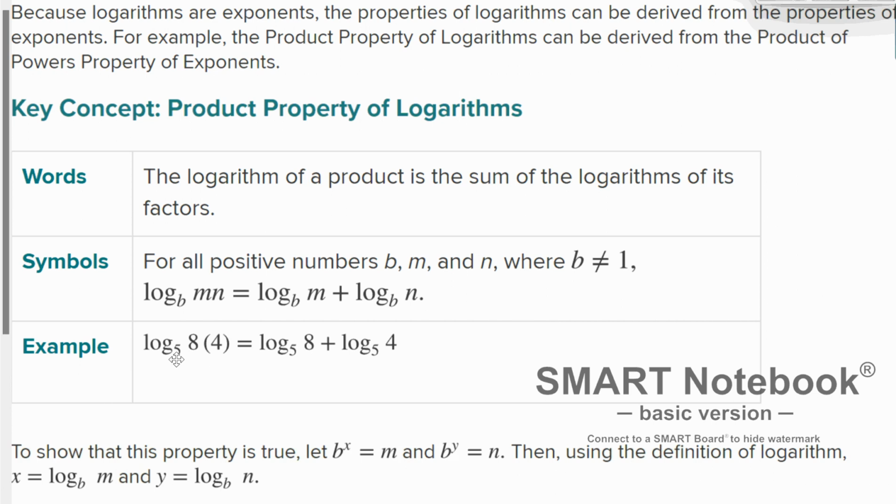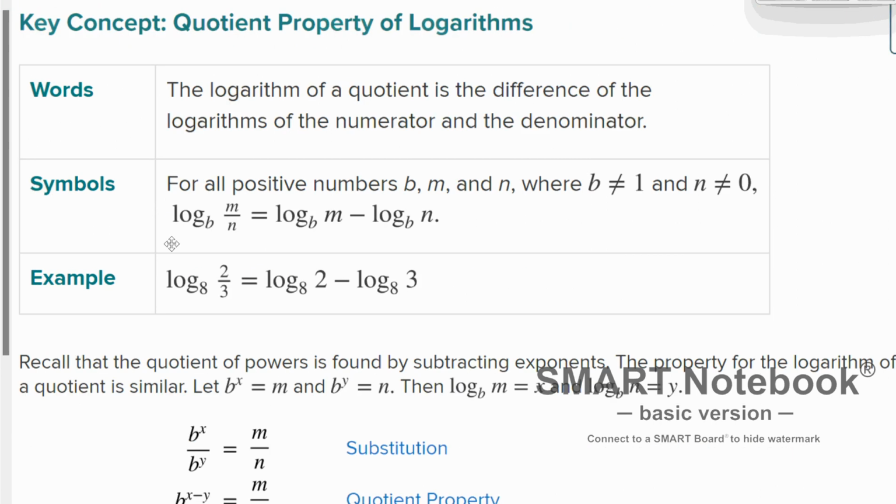So for example, if I have log base 5 of 32, I can separate that 32 into 8 and 4, and then it's log base 5 of 8 plus log base 5 of 4. It's kind of like exponent properties. When we multiply by the same base, we add exponents. Well, when I'm taking the log of a product, I can separate that into the addition of two different logs.